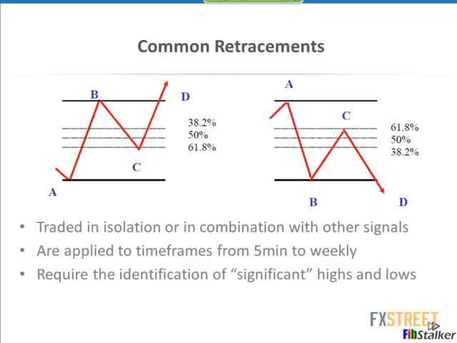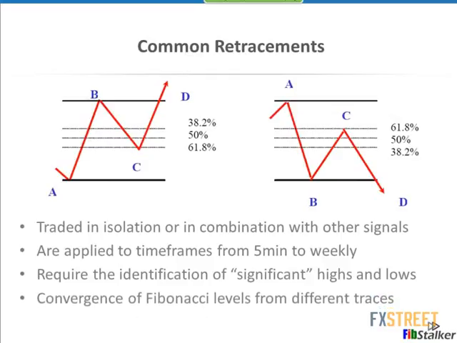And some people believe that 61.8% and 76.4% are very powerful levels where the market can retrace and actually reverse. So again, the very difficult part is to know which level will actually hold. There's also this concept of convergence, whereas multiple levels coming from different traces, when they cluster together, make that level more significant. We will see that.